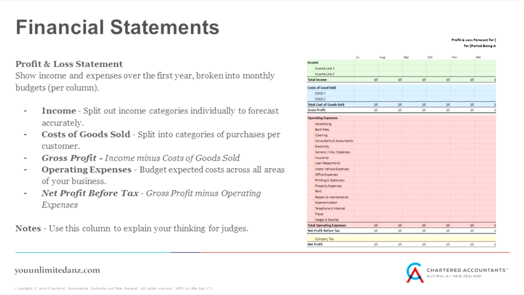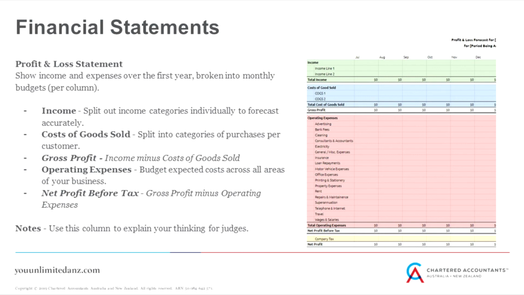So the first section is income, the rows in green, so split out your income categories to forecast accurately per month. We then have costs of goods sold in blue. Remember, these are our variable costs, so split into categories of purchases per customer. This gives us our gross profit, which is income minus costs of goods sold.